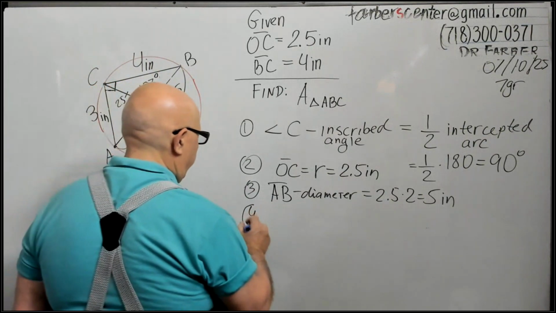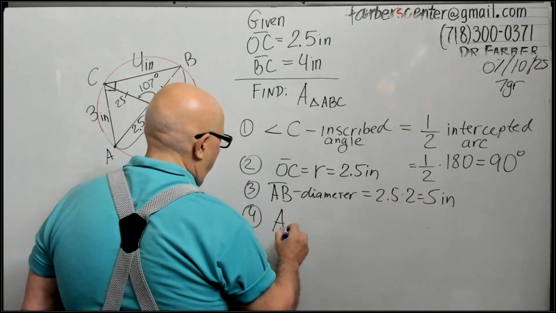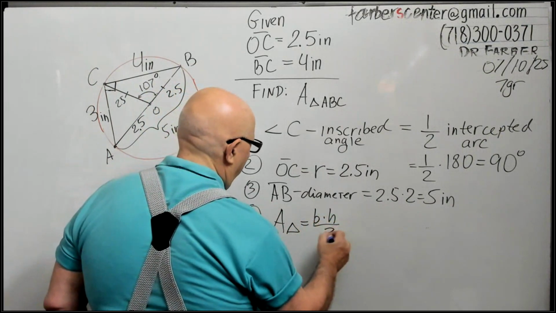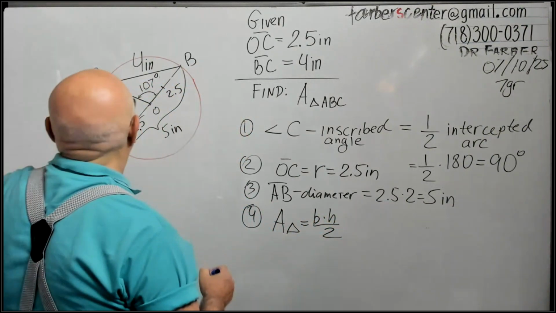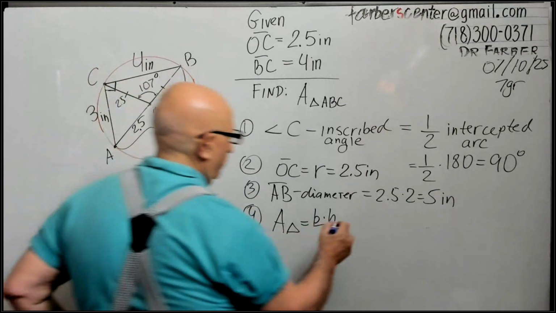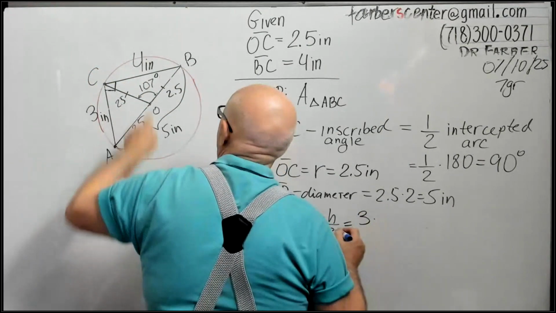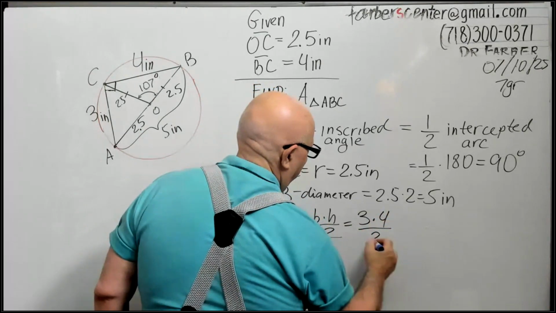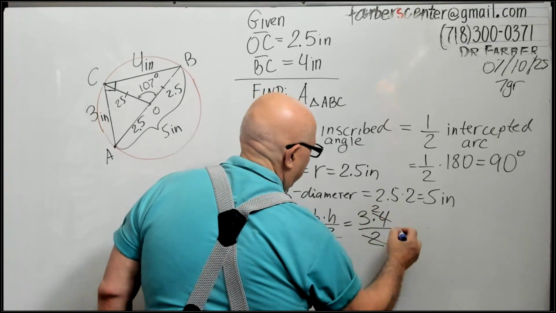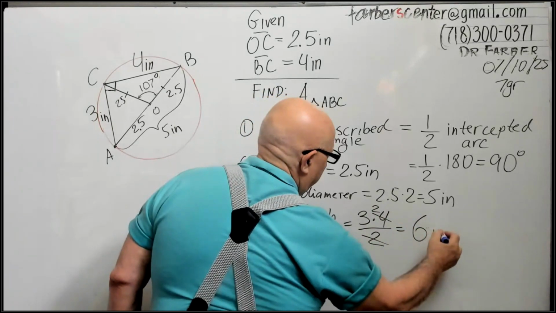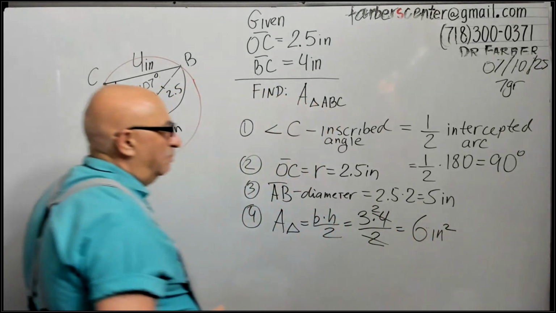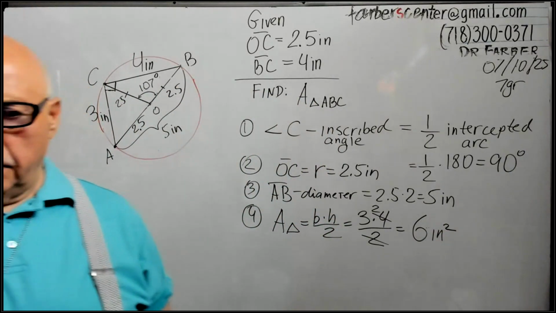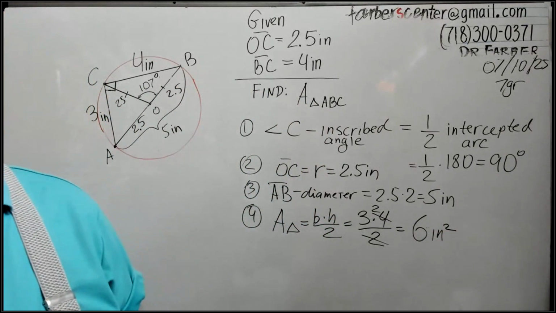Step number 4. Now let's go to 4th grade and 5th grade. Find the area of a triangle: base times height divided by 2. Since this is perpendicular, say the base is 3, the height is 4, divide by 2. 2 goes into 4 2 times, equals 6 square inches. I explained in great detail. Who understands this 100%?